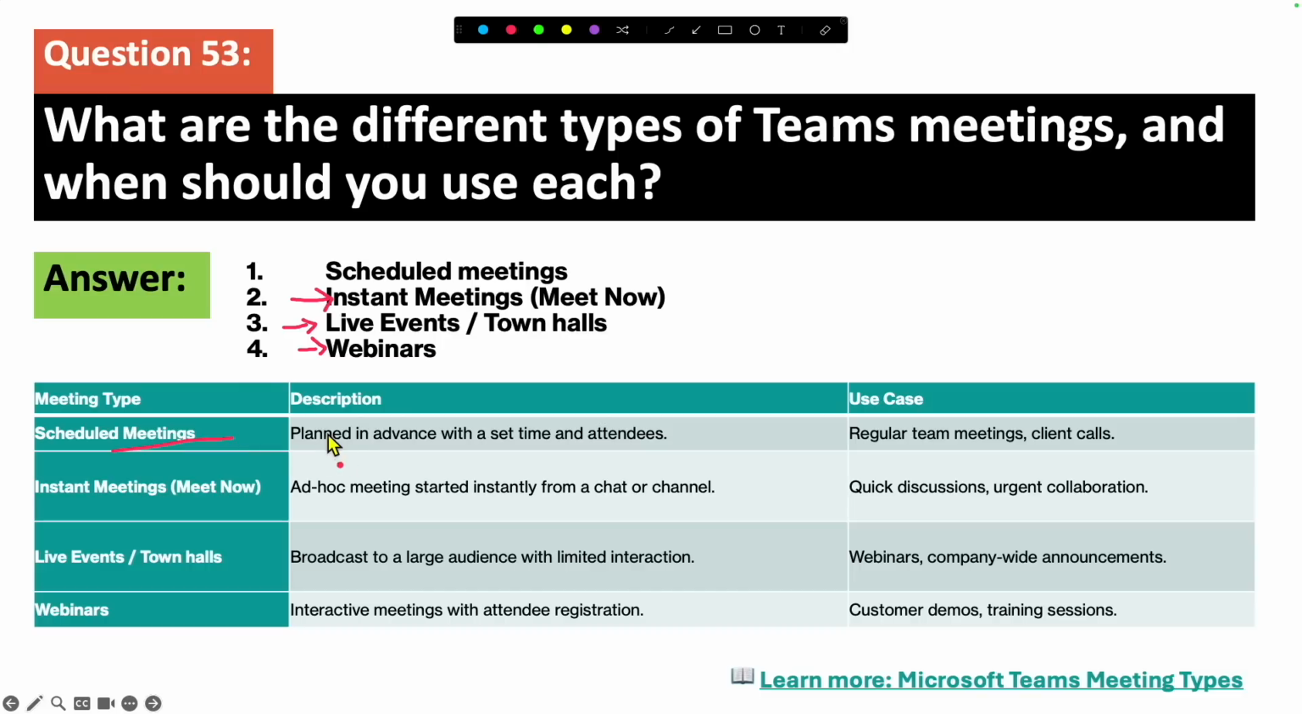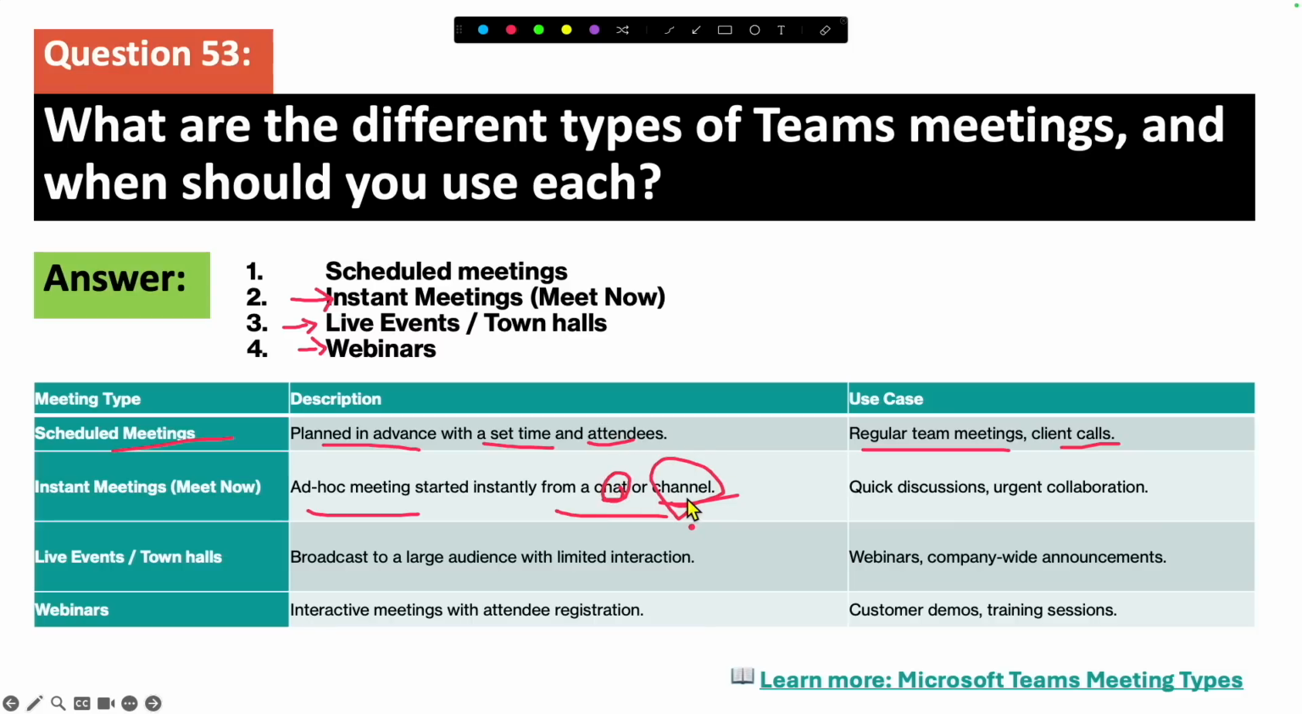So the scheduled meetings are planned in advance with a set time and attendees. These could be use cases or regular team meetings, client calls, etc. An instant meeting is an ad hoc meeting, which you start instantly from a chat or a channel. You can do the same thing that I did in the chat on the channel as well.